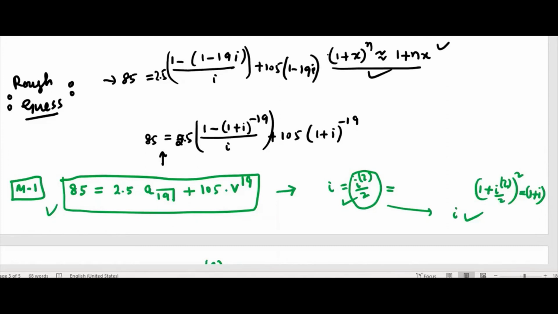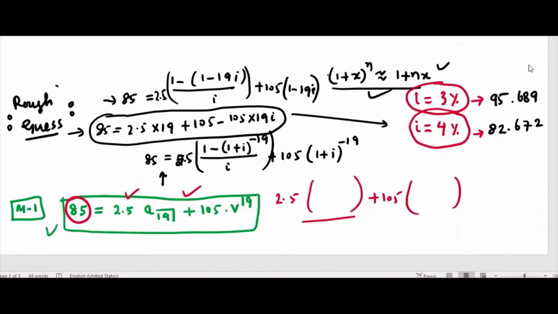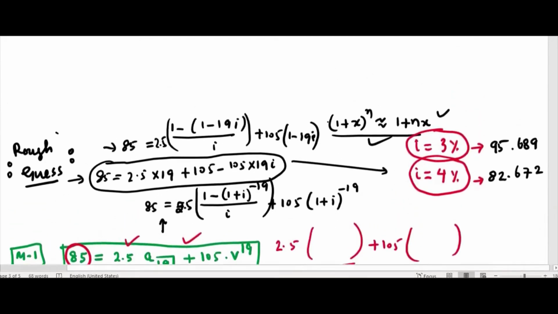Even if you do all these things, finally you have to solve using interpolation. Now here 1 and 1 will get cancelled. You get 85 is 2.5 into 19 plus 105 minus 105 into 19i. You have to solve this one and find i. It will be between these two. We have to find the final value. You have to interpolate. You know how to do interpolation? 85 is the final value, and we want to find the interest rate, that is y.